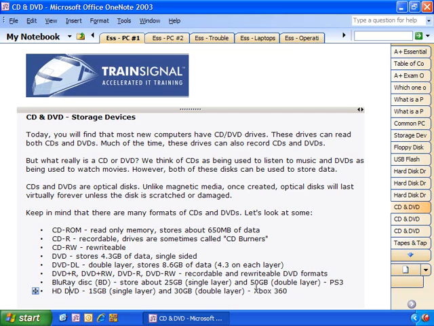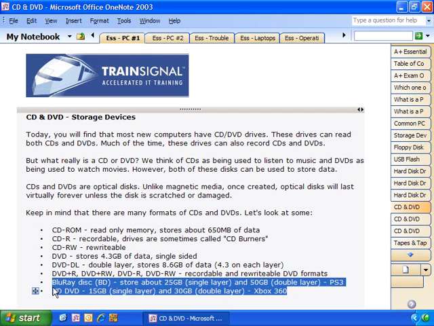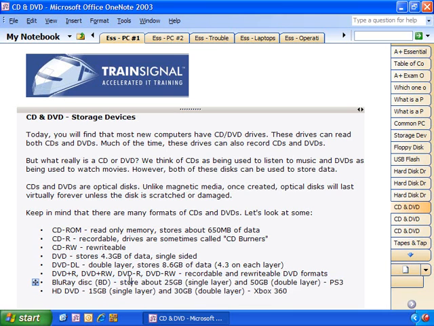Then there's Blu-ray disc and HD DVDs. Both of these are new, and they're used to store just a ton of data, and they're really used for high definition video. That's their primary use. But you could also store data on these discs. So a Blu-ray disc, or a BD, stores about 25 gigabytes on a single layer and 50 gigabytes on a double layer. And an example of a use of Blu-ray disc is in the Sony PS3 or the PlayStation 3. It uses Blu-ray discs for all the video games.